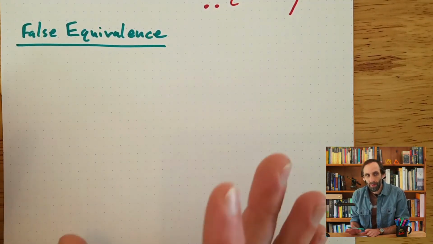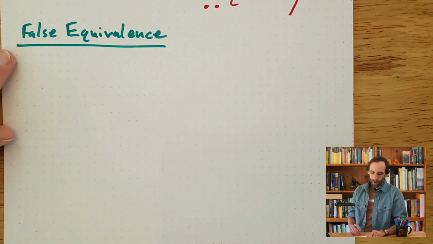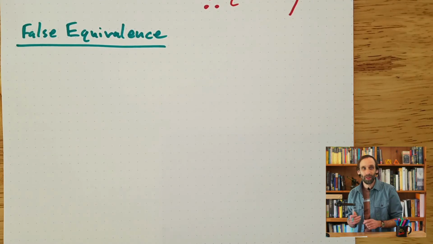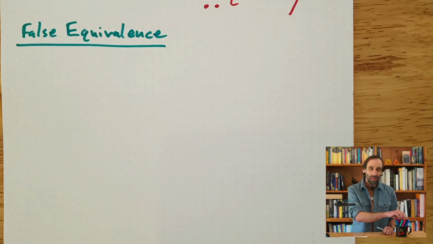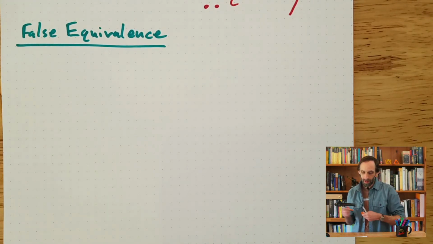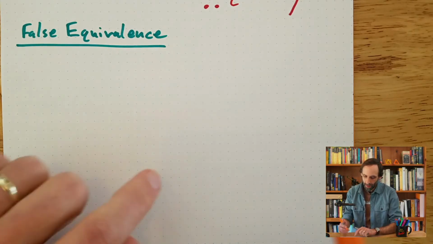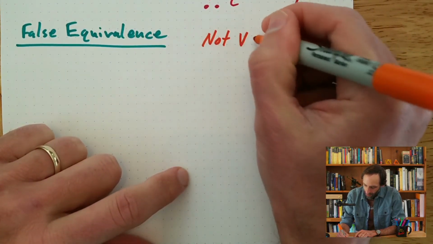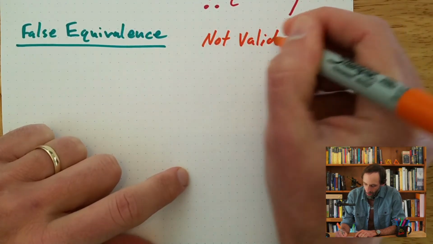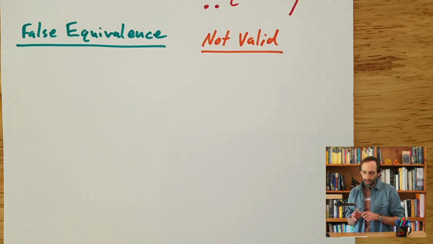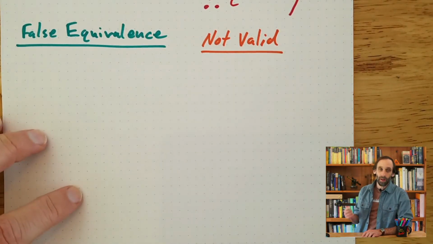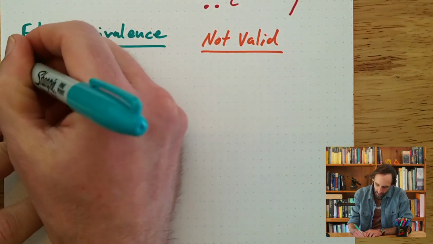Okay, so the next type of argument I want to talk about here is called a false equivalence. And as you might guess, just from the name, a false equivalence is not valid. If you see a false equivalence show up in a proof, you know that that proof is not valid. A classic example of this is people will refer to comparing apples and oranges. So let's make an example based on that.